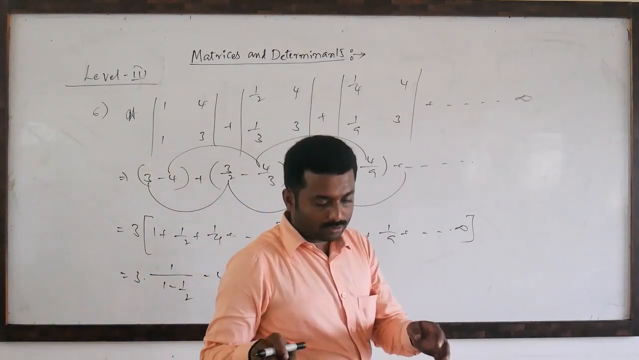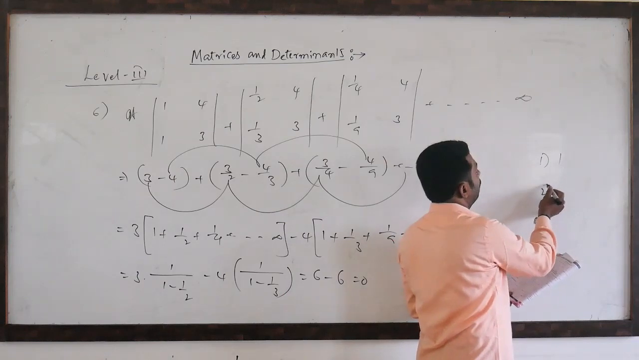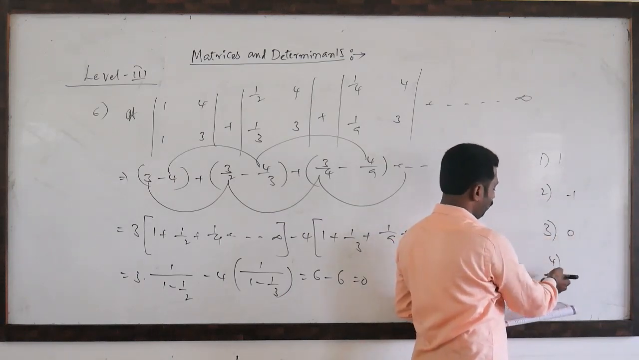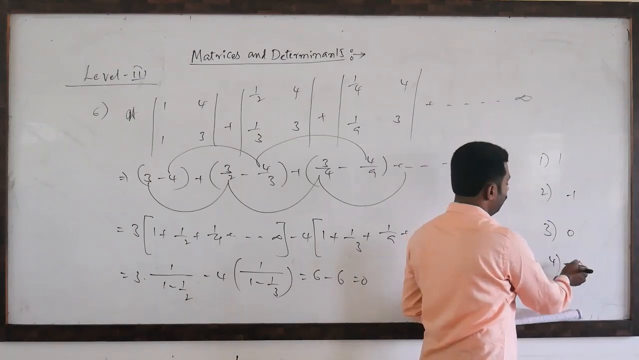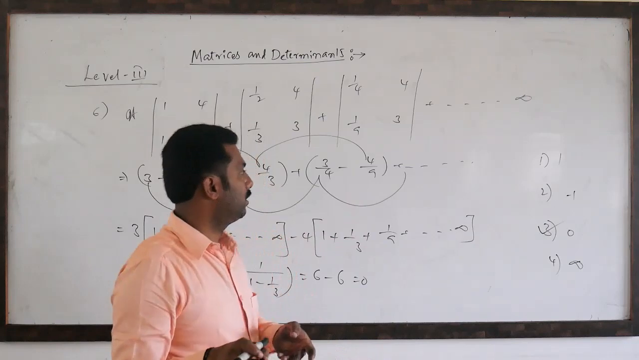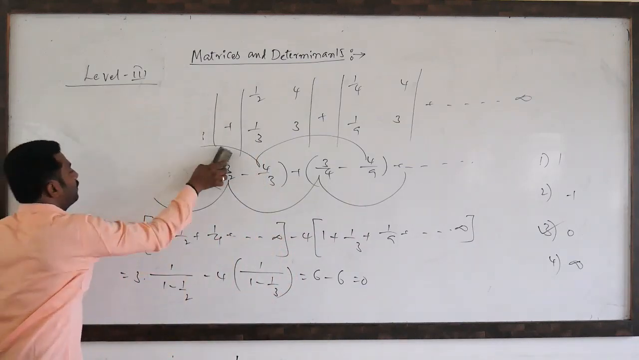Options I also write: first option 1, second option minus 1, third option 0, fourth option infinity. So we can say the third option is the answer. Next.